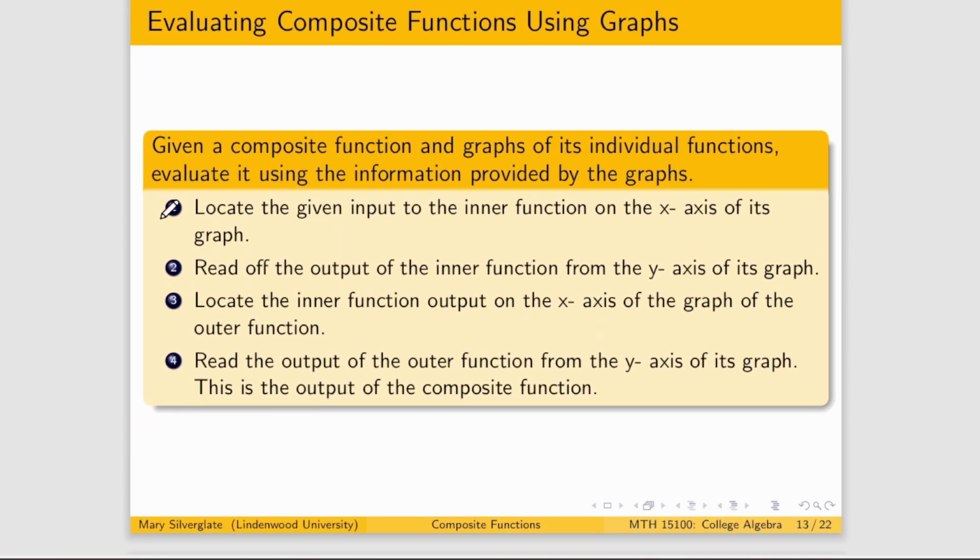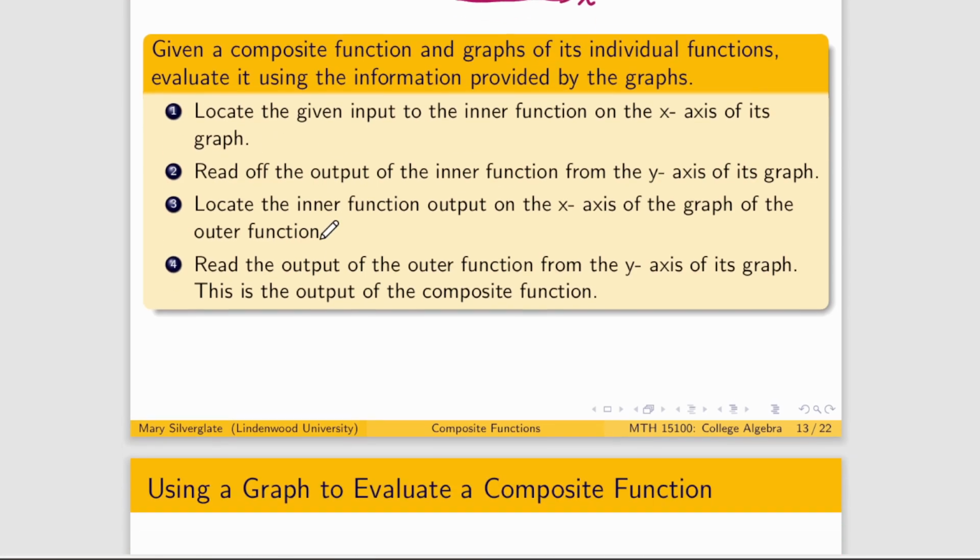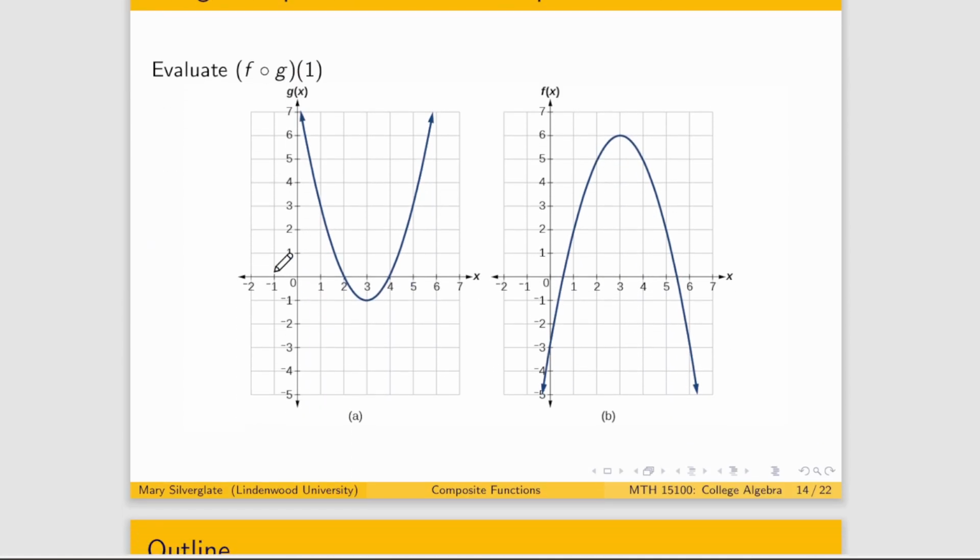You could do the same thing with graphs instead of tables. It's just that instead of locating the x on one part of the table to get the y, you're going to locate the x on the x-axis and then trace up to get the y. That'll be the new order, but it's the same idea. You're just doing a different representation of the function.